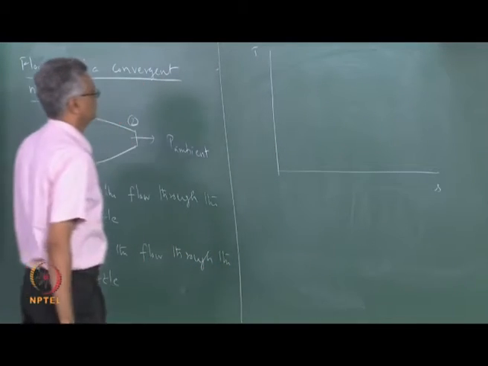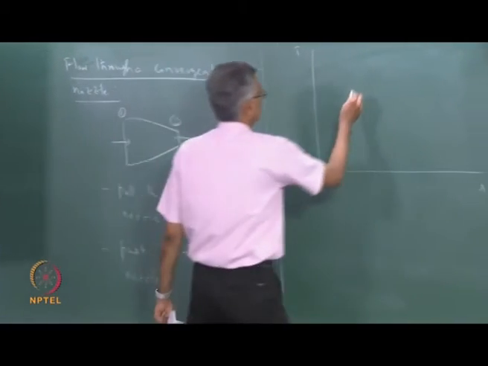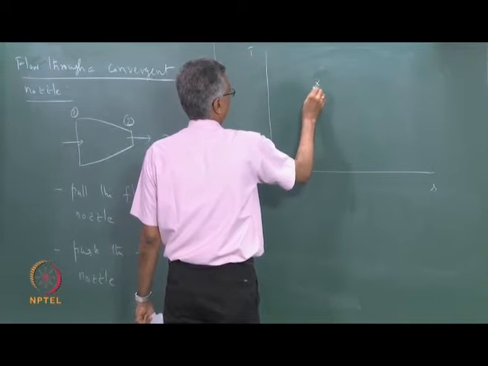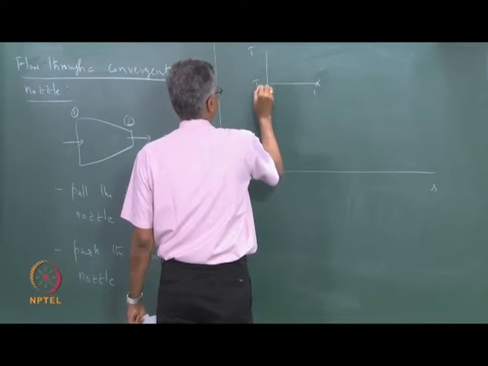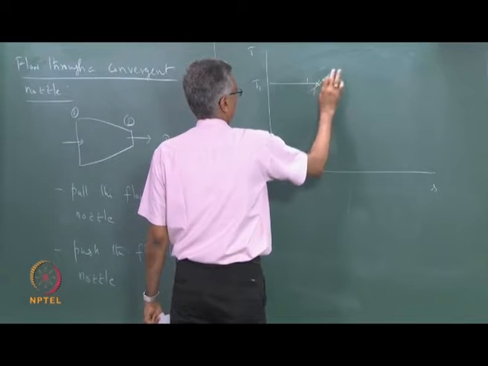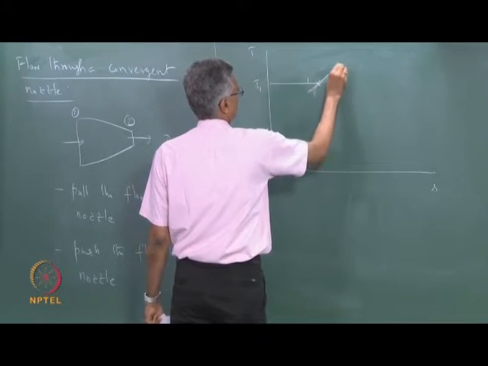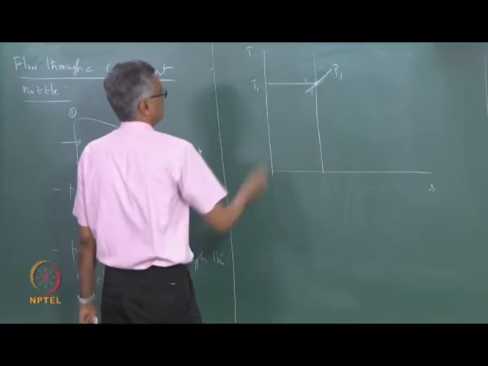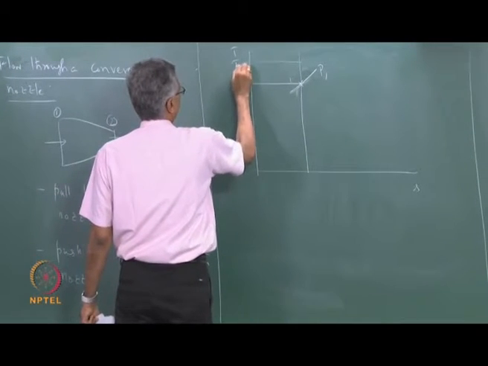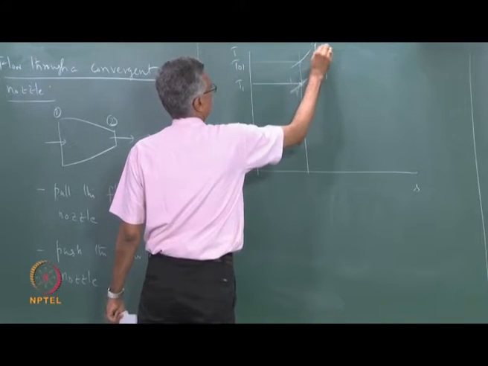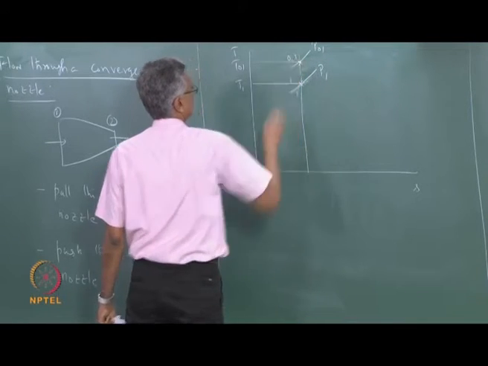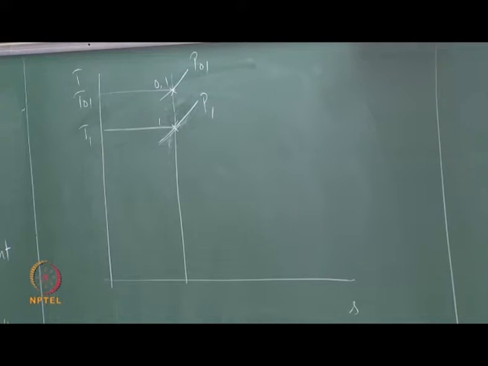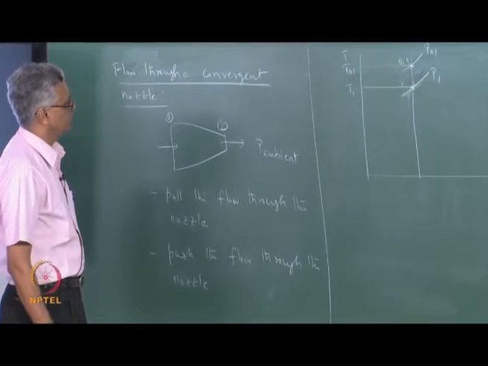So we start by pulling the flow through the nozzle. Let us say that the inlet state is over here. So this is 1. Let us say this is T1 and this is P1. And let us say that this is my T01 and this is my P01, and this is my stagnation state 0, 1. So this is my inlet state and I have shown the stagnation state also.